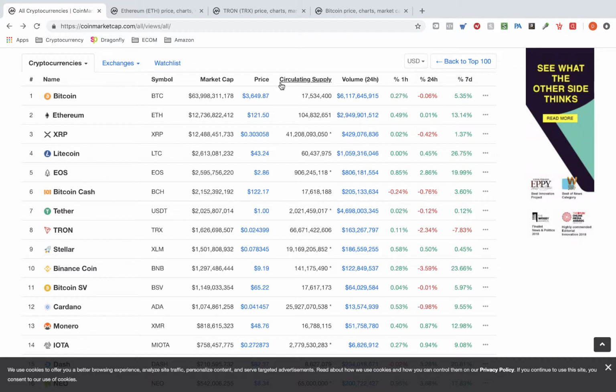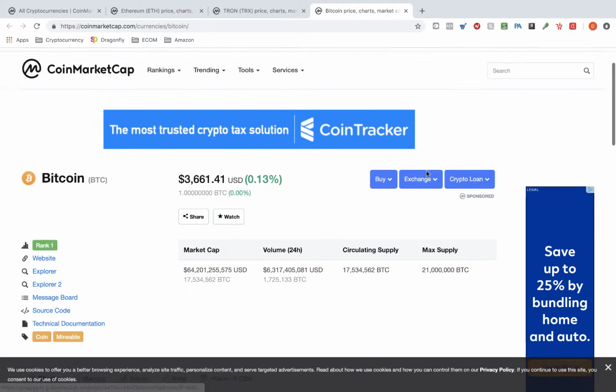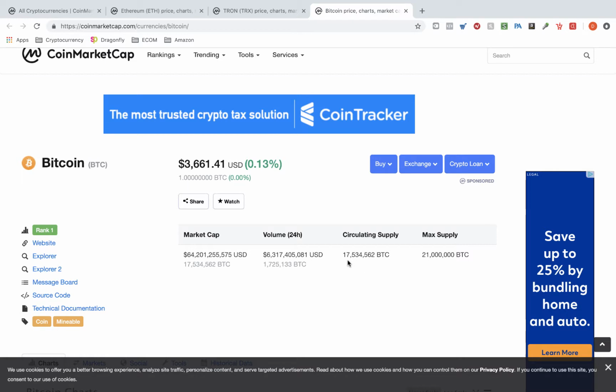Maximum supply. This is very simple. It's the max that will ever exist or be generated for that particular token or coin. Like Bitcoin, for example. Bitcoin has a circulating supply. This is what's circulating, not in offline wallets. And this is the total amount of Bitcoin that will ever exist. There will never be one more Bitcoin printed or generated.